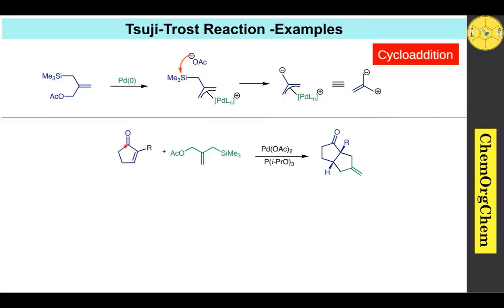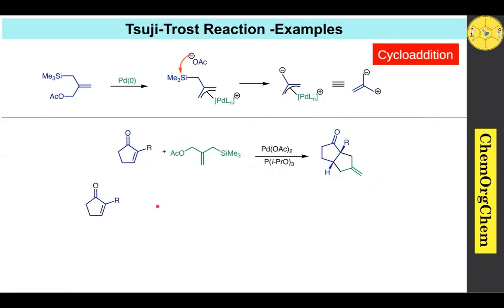So for that, now you take this example. So this one is an alpha beta unsaturated alkene. So here this alkene reacts with this allylic substrate in the presence of palladium acetate and a suitable phosphine ligand that generates this corresponding fused product.